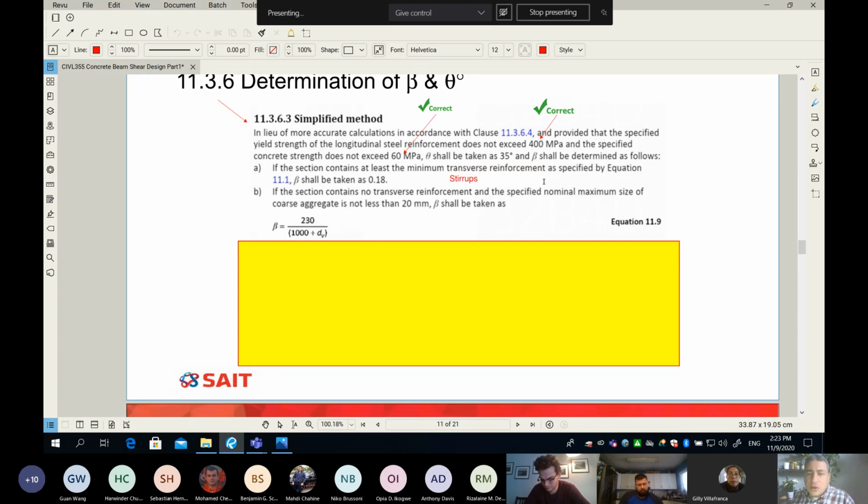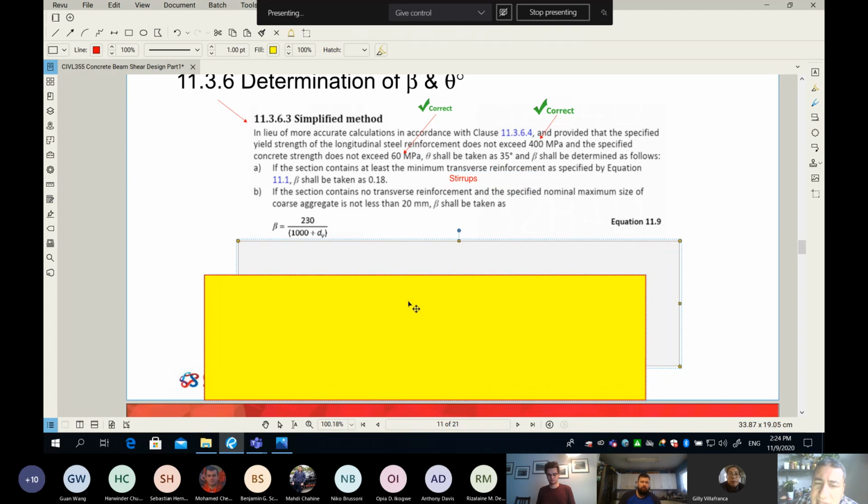Okay, so if your beam has minimum stirrups, and we will read today what the minimum amount of stirrups is, then we can use beta equal to 0.18. In item B, what if the beam section contains no stirrups, no transverse reinforcement, and the specified nominal aggregate size of the coarse aggregate is not less than 20? So now the question is, how much is my beta? There is a very simple equation to find beta: 230 divided by 1000 plus dV.